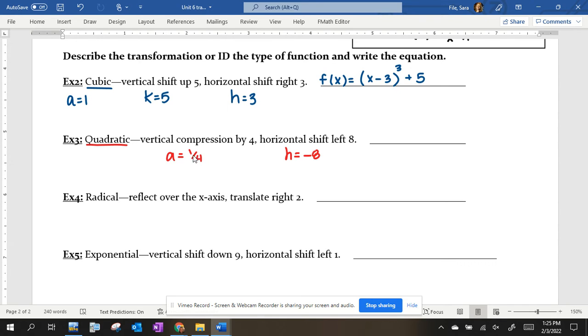All right, no mention of a reflection, so it's not negative, and no mention of a vertical shift, so K must be 0. So for my quadratic function, I would have A, which is 1/4, times x minus h, which minus the negative we said will become plus 8, and it's squared because it's quadratic. There's no k, so nothing added. That's it.